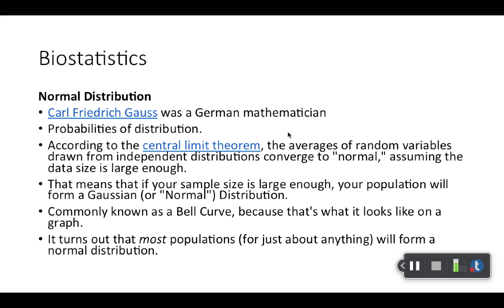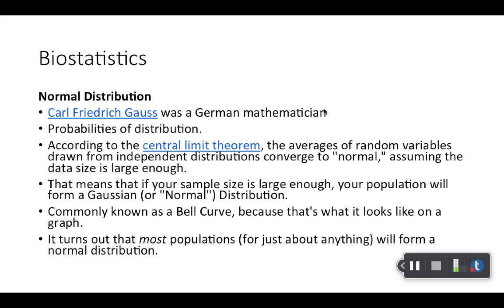So the central limit theorem: the averages of random variables drawn from independent distributions converge to normal, assuming the data set size is large enough. So if you look at the heights of enough humans, then there should be a normal distribution, quote unquote, or a bell curve of the height. And again, if you have a large enough data size.